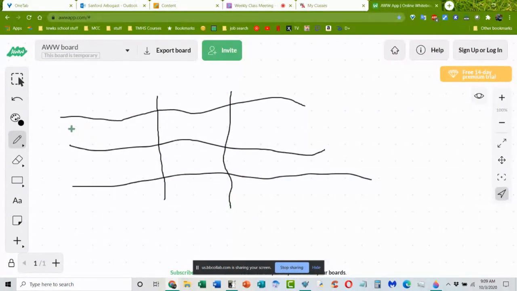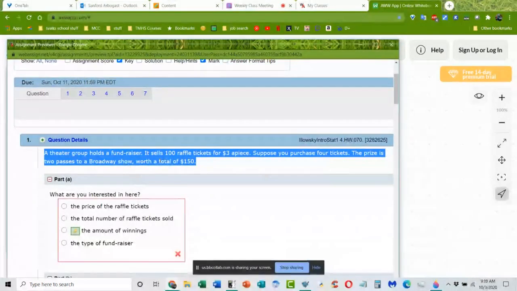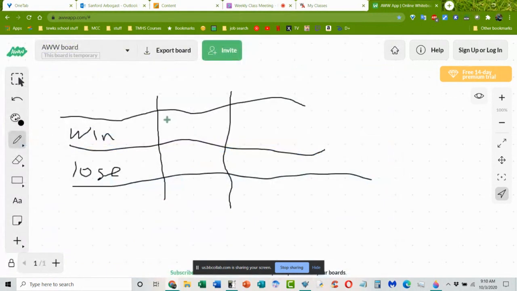So there's two things that can happen. We can win and we can lose. If we win, we get two passes to a Broadway show worth $150. But we bought 4 tickets, and the 4 tickets cost us $3 a piece, so they cost us $12. So the value of winning is 150 minus 12. And then losing is just minus 12, because we're not getting it.